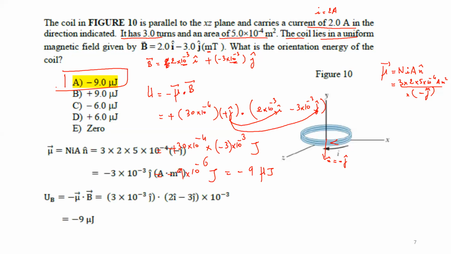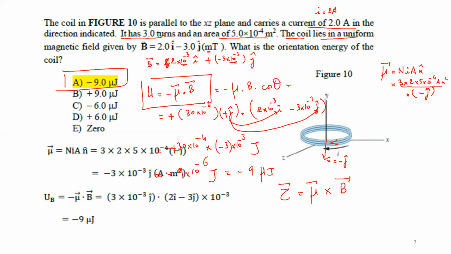Okay. Good. Now, if I ask you to calculate the torque, what is the torque acting on this loop? You know that the torque will be mu cross B. The orientation potential energy is mu dot B. It's a dot product. In other words, it's just the magnitude of mu, the magnitude of B, and the cosine of the angle between mu and B.